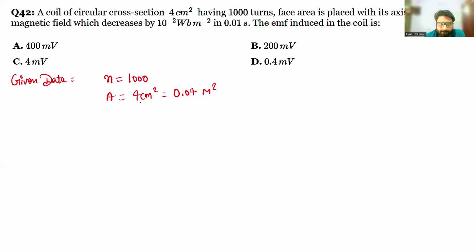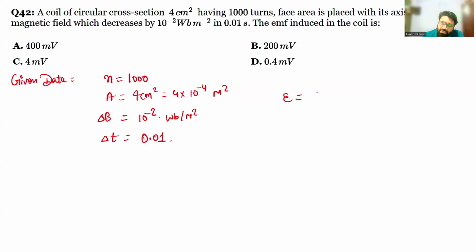Sorry, 4 into 10 raised to the power minus 4 meter square. And the magnetic field is decreased by delta B, which is also given to you as 10 raised to the power minus 2. And the time in which this field is decreasing is also given to you as 0.01. Now we have to find out the EMF induced in the coil.